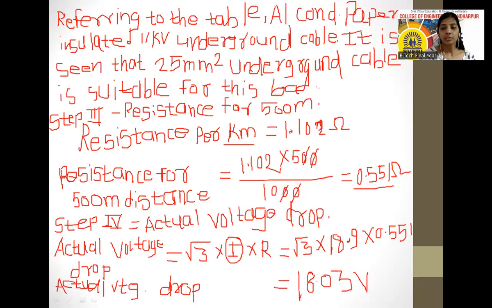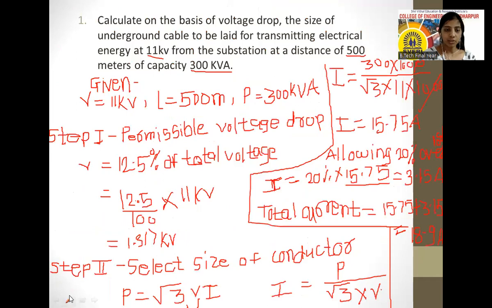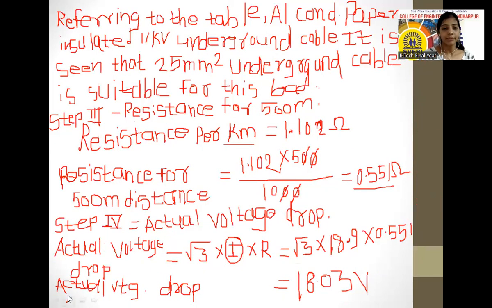Now this voltage drop is falling within permissible limit or not? What was our permissible voltage limit? Okay, so this is falling within permissible limit. So we can select the above conductor size.